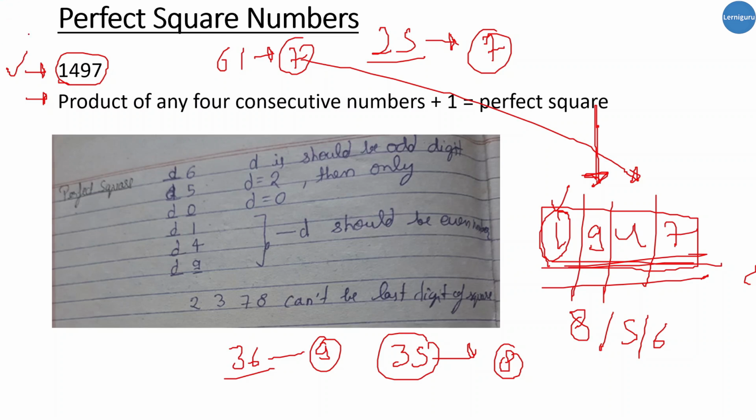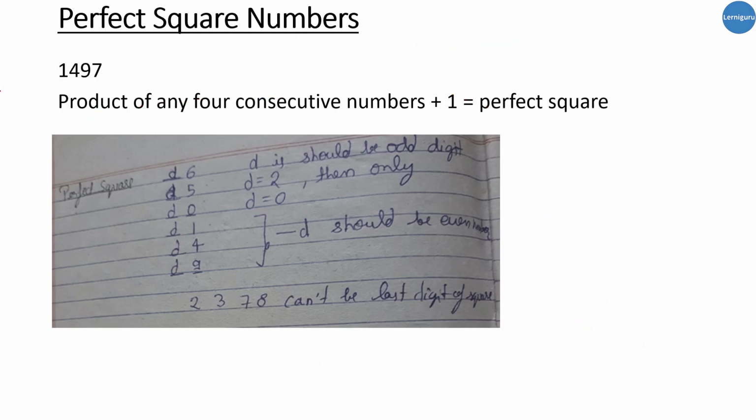Now let's see the second property. The product of any 4 consecutive numbers plus 1 will always be a perfect square number. Let's take an example: 2, 3, 4 and 5, plus 1. The product is 120, and 120 plus 1 is 121. We know 121 is a perfect square; the root of 121 is 11. So remember this point.